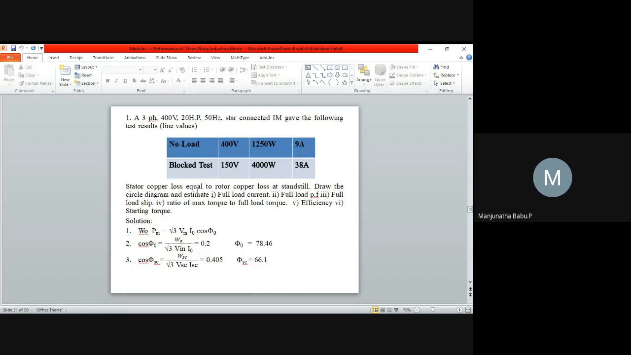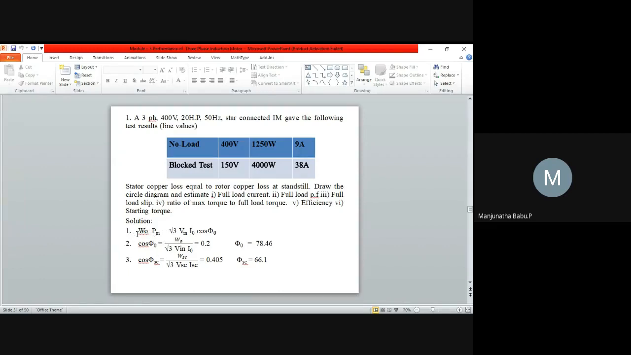So stator copper loss is equal to rotor copper loss at standstill. Draw the circle diagram and estimate full load current, full load power factor, full load slip, the ratio of maximum torque to full load torque, efficiency, and last, starting torque. Okay. So now with respect to this data, let us find the no load power factor.